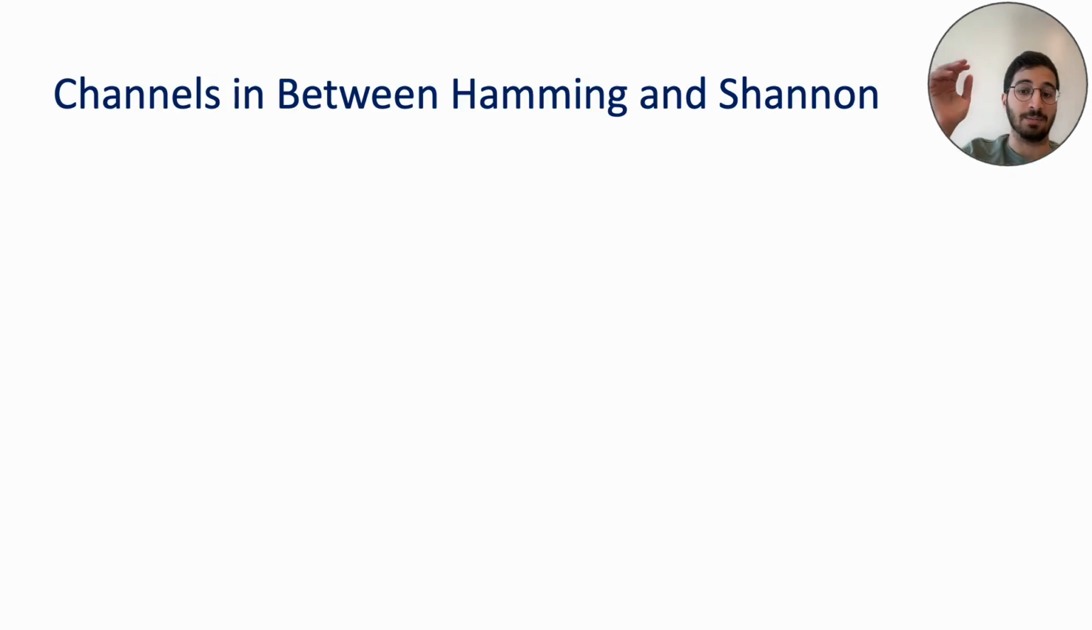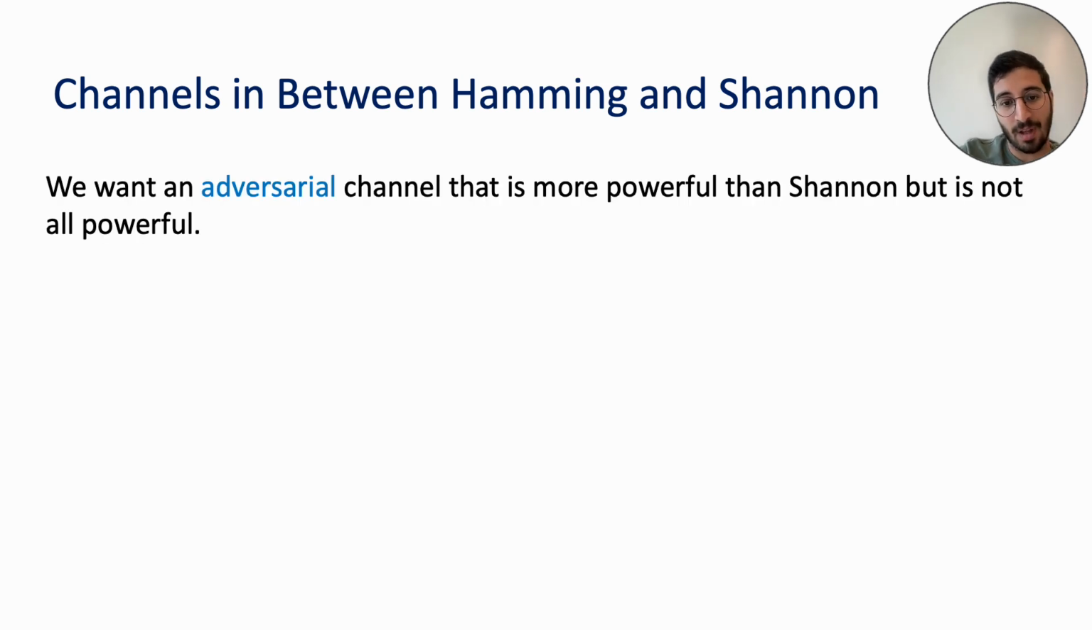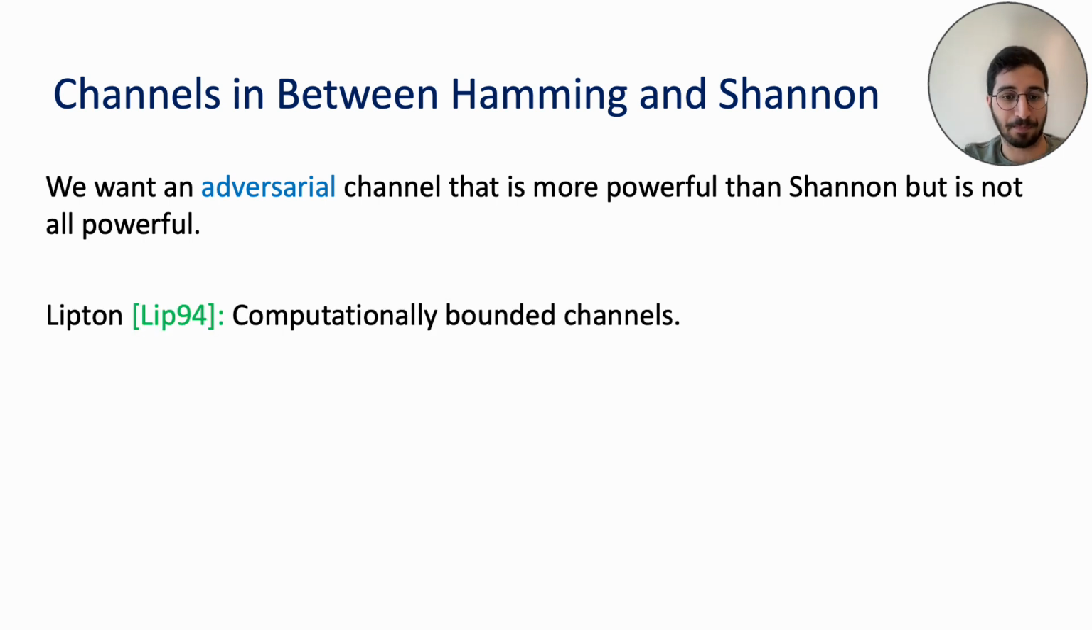So we now have two extremes. On the one hand, we have Hamming channels, which are all-powerful in the sense that the only limitation on the channel is the amount of error it can induce. On the other hand, we have Shannon channels, which are weak in the sense that they don't even look at the encoding we're sending. They are independent of the actual codeword or the message. It makes sense to ask whether we can have a channel that is stronger than Shannon, but not all-powerful. We want some adversary that actually looks at what we're sending.